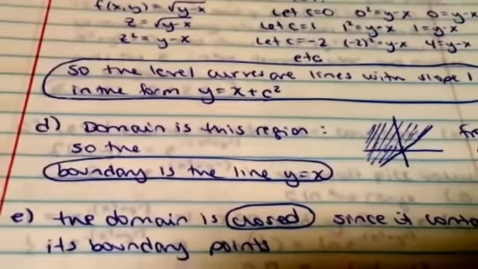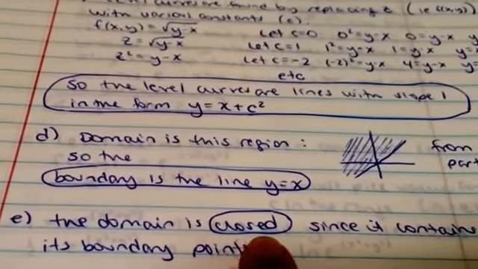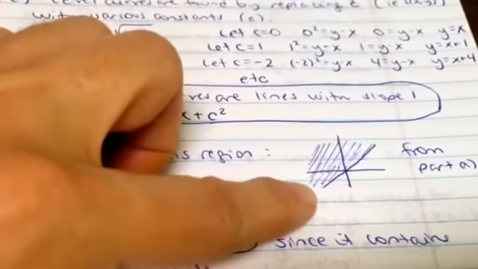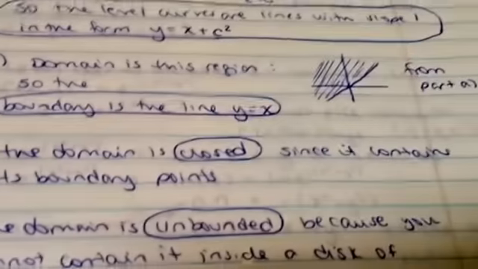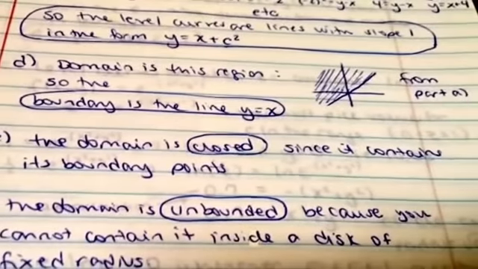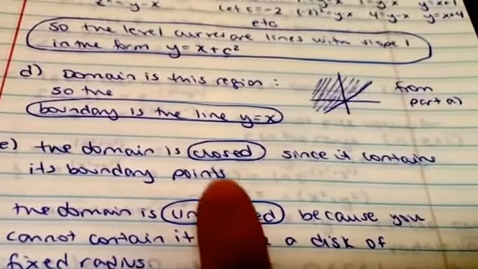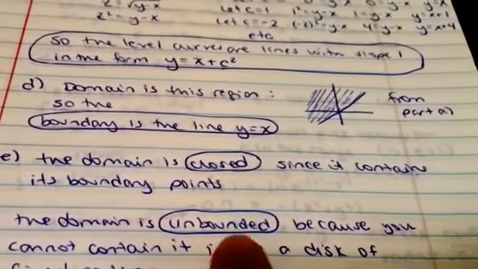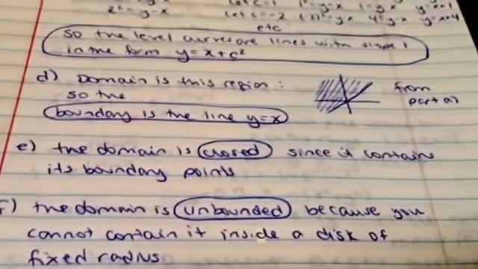So in part E, because it includes all of its boundary points, it would be closed. Okay, so it is a closed region. However, if you tried to draw a circle around it, you could not contain all of the points because this just keeps going like this. So it would be unbounded. Remember, closed means it contains all of its boundary points. Bounded would be if I could draw a circle around it and hold it all, but I can't. So unbounded. All right, moving right along.